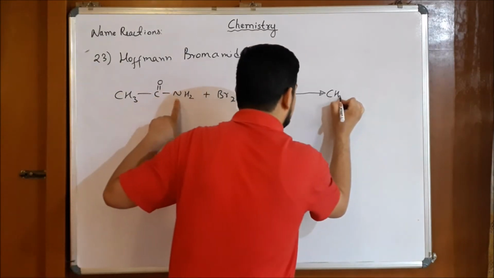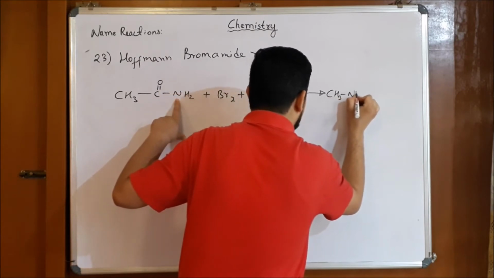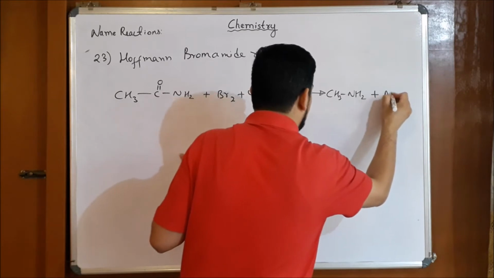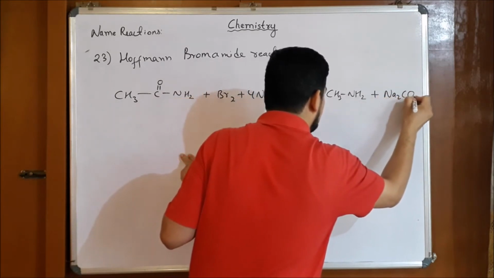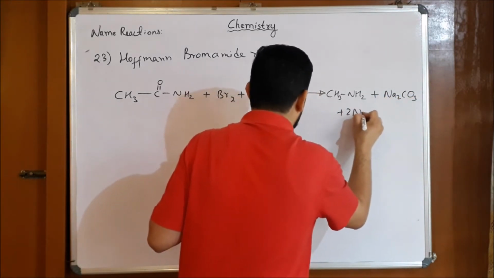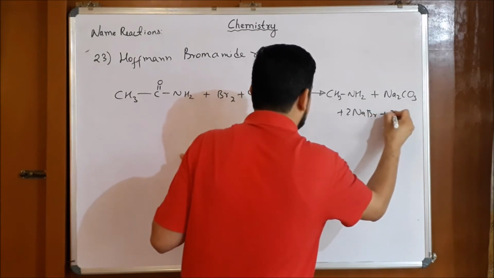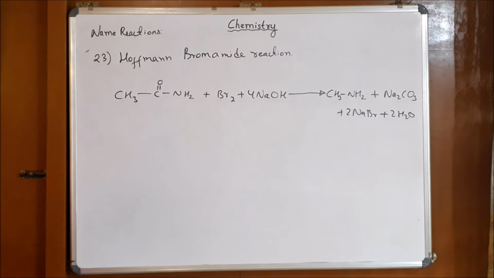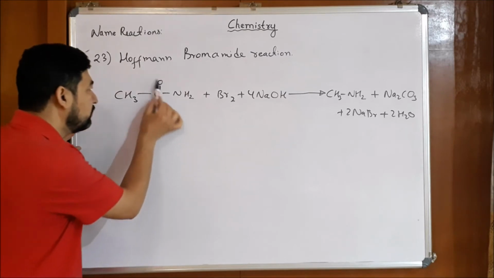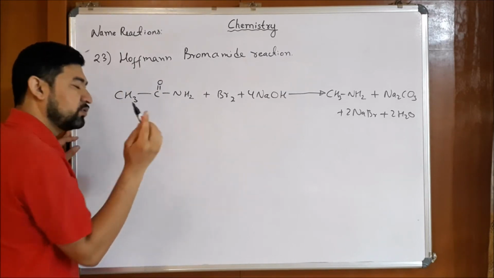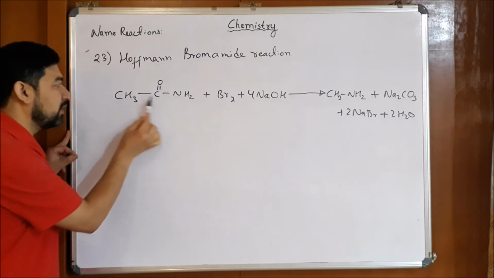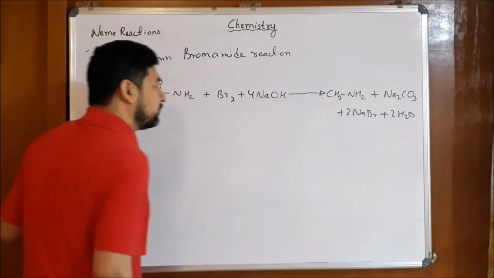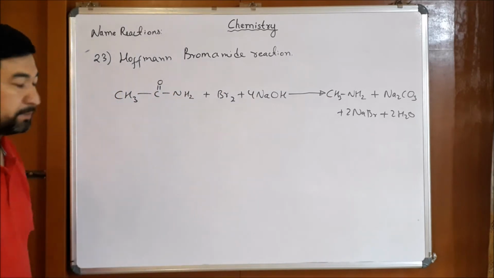So CH3NH2 plus Na2CO3 plus 2 NaBr plus 2 molecules of water. This is basically the step down reaction. Here this carbon is removed. If you count the total carbon here, it is 2 carbons. Now in the product it is simply 1 carbon. So this is known as the step down reaction.